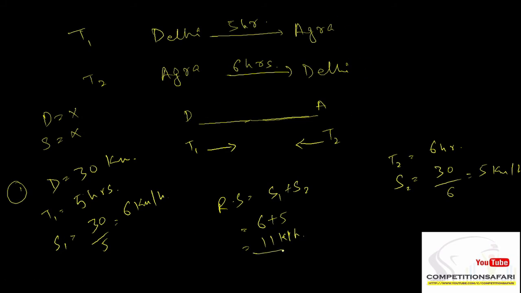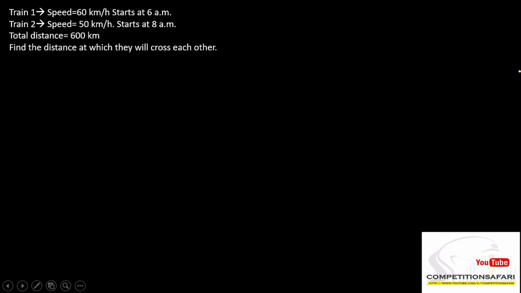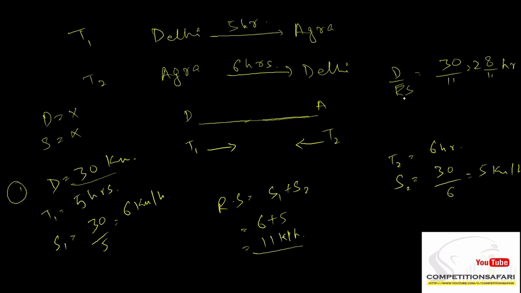Now we have the relative speed. We have assumed the distance to be 30 kilometers. Now we'll find after how much time they will meet. So you have distance upon relative speed, which gives you the time as 30 upon 11, which will be 2 and 8 by 11 hours. So here we see that we solved the question by just taking a very simple assumption, and we got the answer as 2 and 8 by 11 hours.